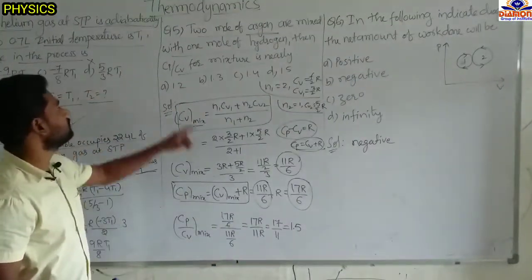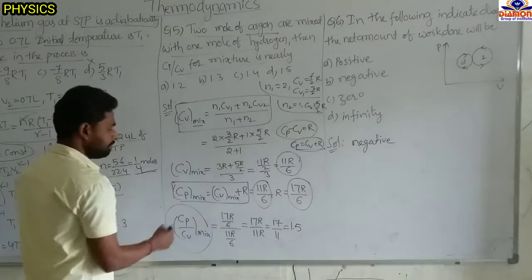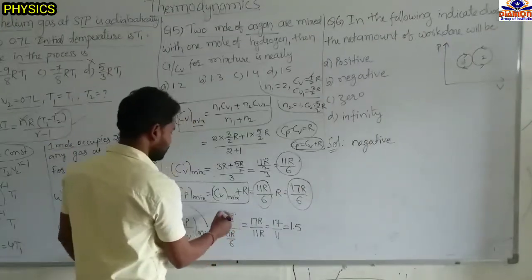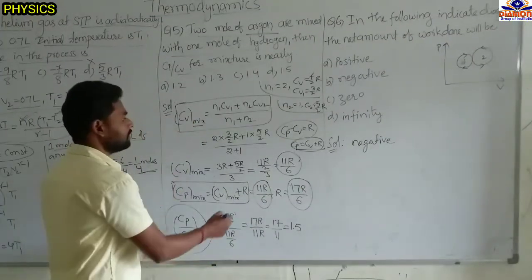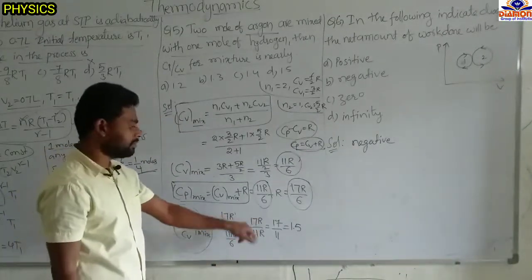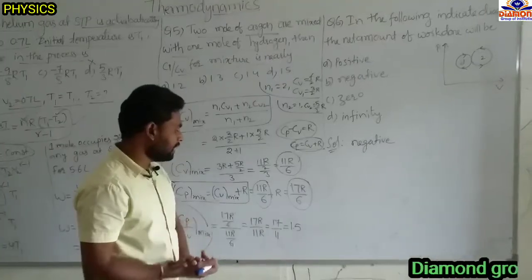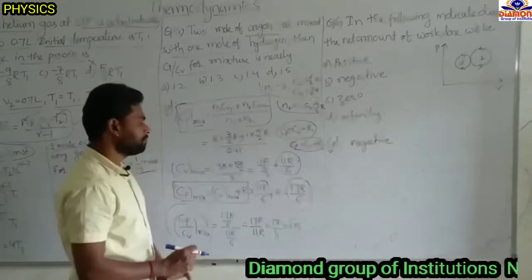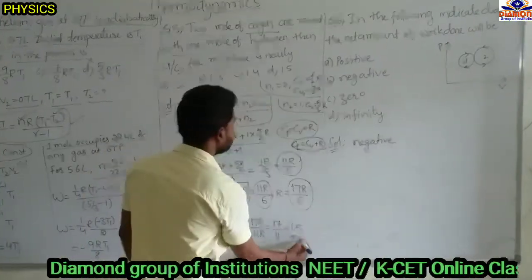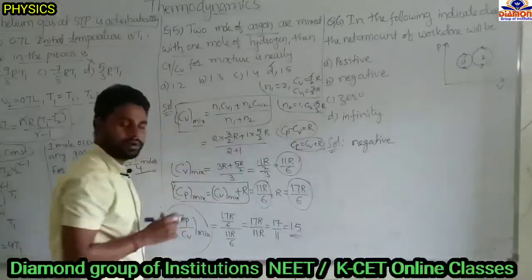They are asking Cp by Cv for the mixture, so Cp of the mixture by Cv of the mixture. Cp of the mixture is 17R by 6, Cv of the mixture is 11R by 6. The 6 will be cancelled out, we get 17R by 11R. R will be cancelled, we get 17 by 11. 17 by 11 means 1.5 something we will get. So nearly it is equal to 1.5. So option D is the right answer, 1.5.